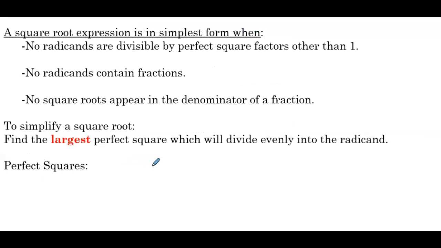A square root expression is in simplest form when no radicands are divisible by perfect square factors other than 1, no radicands contain fractions, and no square roots appear in the denominator of a fraction. In this video, we're going to focus on that first bullet point: no radicands are divisible by perfect square factors other than 1. The other 2 bullet points we're going to talk about when we learn how to rationalize the denominator in the next video.